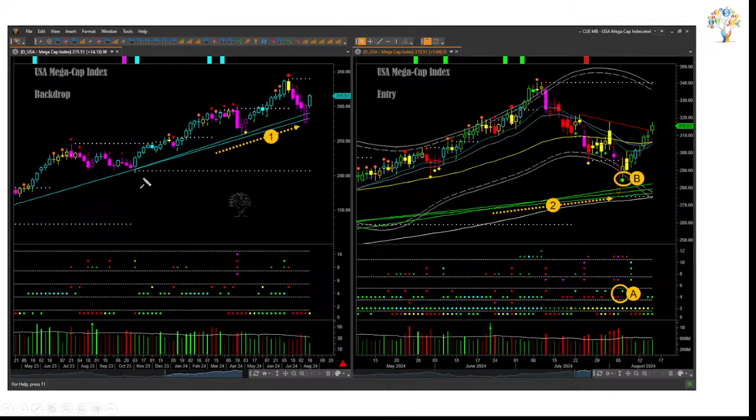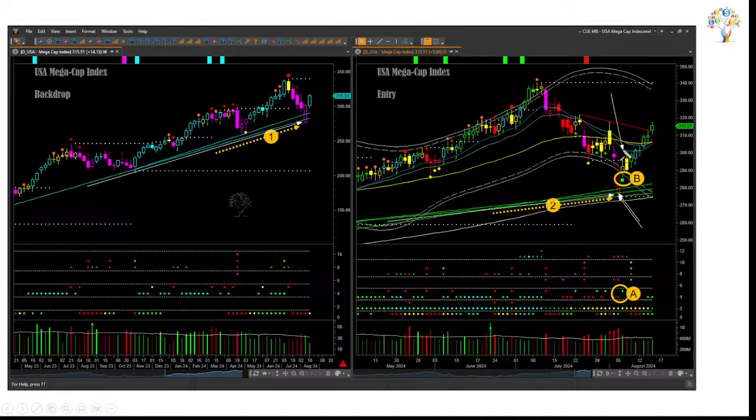Mega cap custom index from Q market breadth. Again, the weekly memory trendline support held, did not create a false downside breakout. Even the daily memory trendline support held. Which day was that? 5th August. But the 5th August candle color, momentum color, was still bearish, so you wouldn't buy.